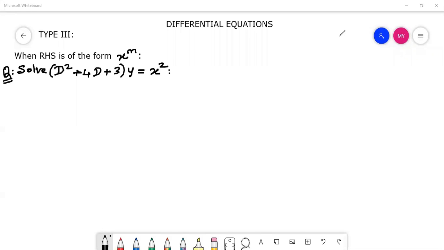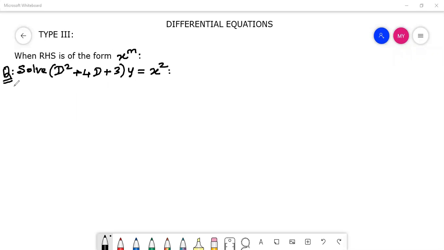Hello students, we are going to see differential equation of type 3. Here the RHS is of the form x to the power m. I have taken a question: solve (D² + 4D + 3) y = x². This is the question given.